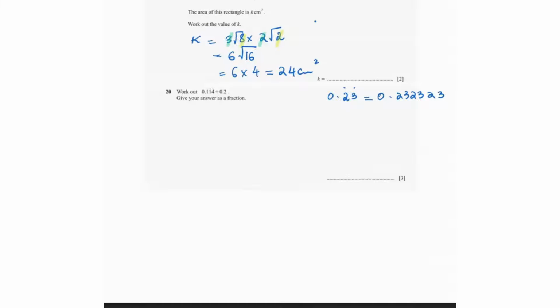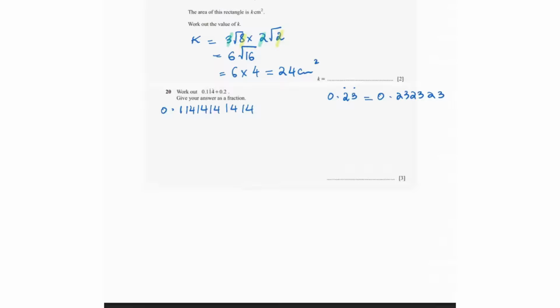So over here, it says 0.114 with the dots on 1 and 4. That means it's going to be 0.11414. The last 2 digits are being repeated, not the first one. So you have to know how to identify that. If you don't know how to do it, then your answer will be incorrect. The numbers on which the dots are present, those are the numbers being repeated.